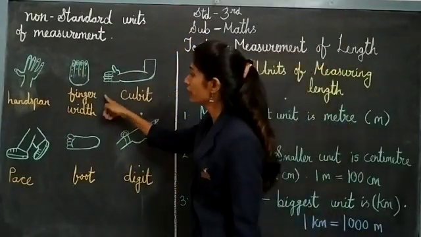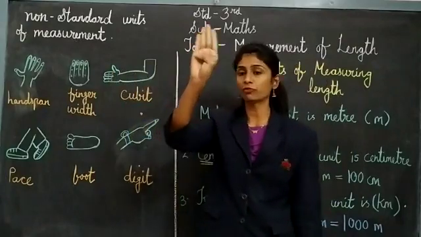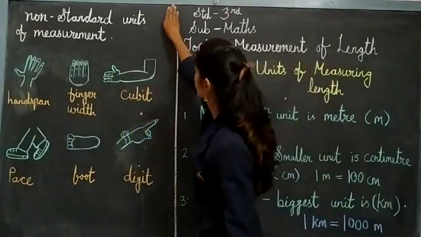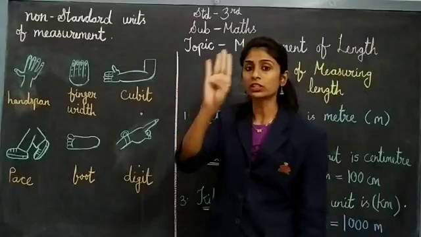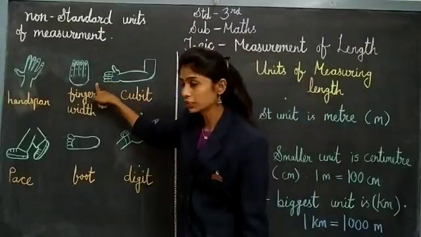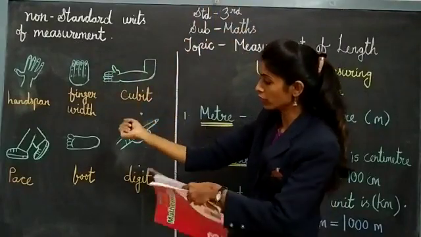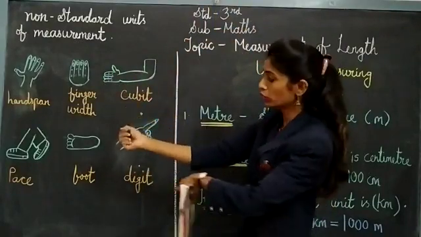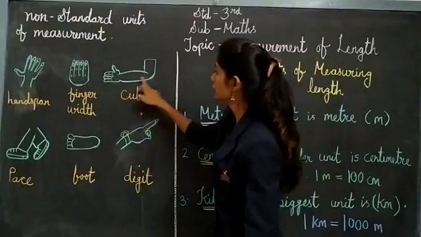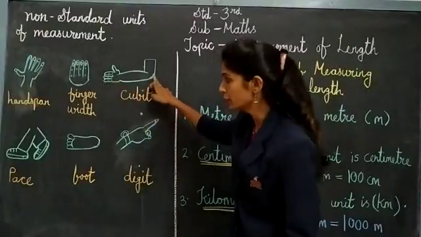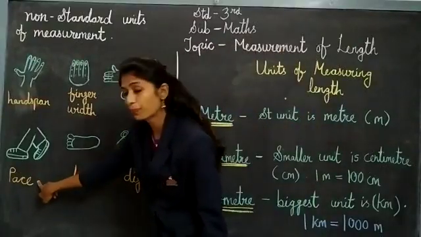Then the second is finger width. When I am talking about finger width, okay, 4 fingers, then 8 fingers. So this is called finger width. Then next is cubit. If you see your cubit, okay, from your elbow to your hand fingers, this measurement is called cubit.